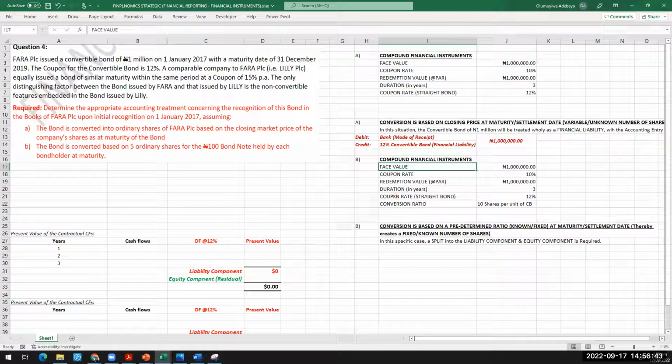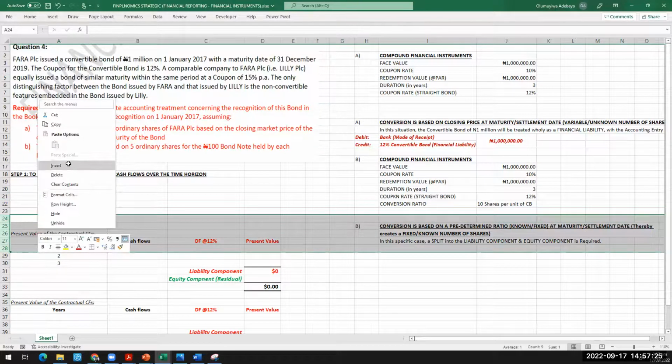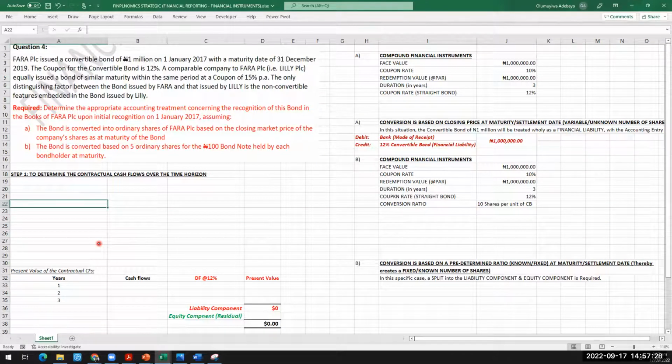First step here, which is step 1, is to determine the contractual cash flows over the time horizon. Okay, and what is the time horizon? It is that this bond is for a period of 3 years, which means I can create the horizon. Let me draw it out, which means you have something like this.